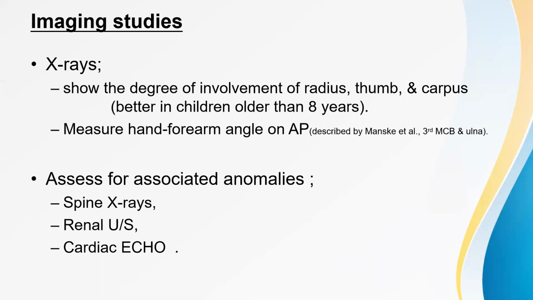It is also useful to measure the hand-forearm angle as described by Mansky between the third metacarpal and the ulna. And this is useful in evaluating the need for surgical technique complexities and for follow-up in the future. Also, we need to assess for associated anomalies. So we need to order spine X-rays, renal ultrasound, and cardiac echo.